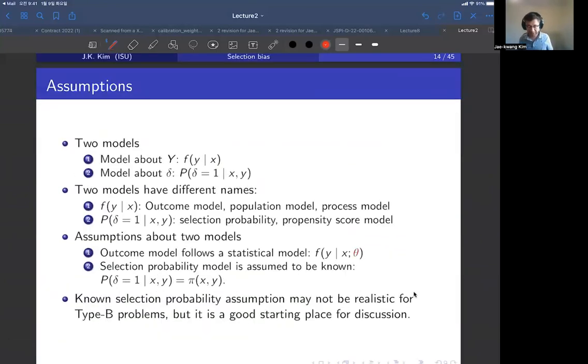So in this setup, what we want to do is to make some reasonable model assumptions and then do estimation. So we need 2 models. One is the model about y. The other one is the model about delta. The model about y is called the outcome model, population model, or process model. While the model about delta is called the selection probability model or propensity score model.